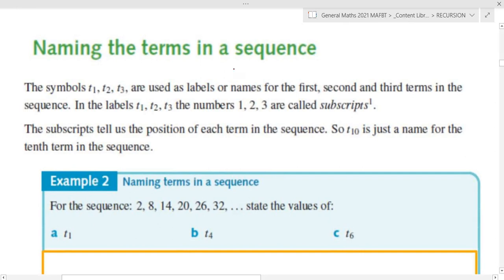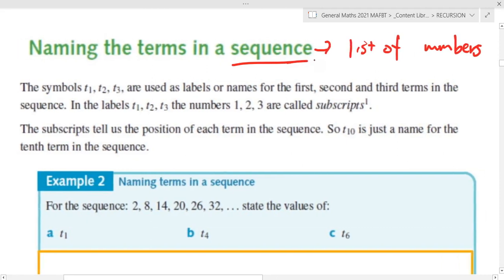Naming a sequence. So remember, a sequence is just a list of numbers. Sequence just means list of numbers. So if you find that you have a list of numbers, or a sequence, there's a certain way to name each term. Remember, you don't call the numbers numbers, you just call them terms.